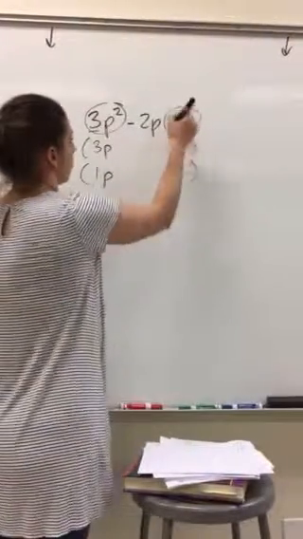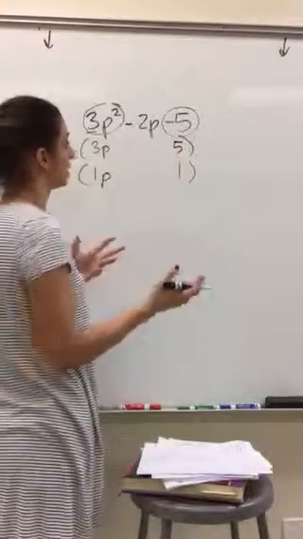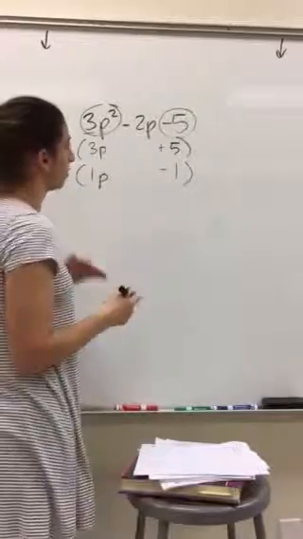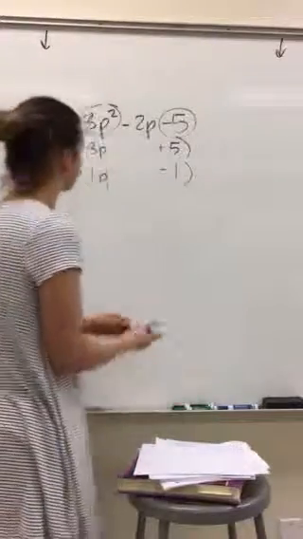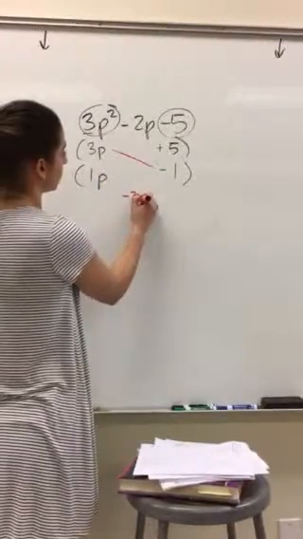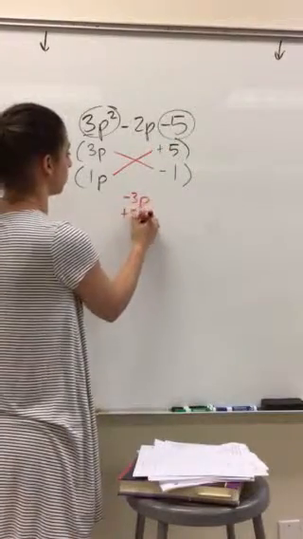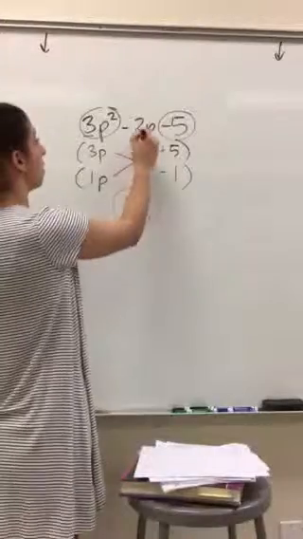And this time I'm trying to make negative 5 here. So 5 and 1, we'll just guess. Now we're trying to make negative, so let's try positive, let's try negative. And then we're going to cross to check and see if we did it. So 3p times negative 1 makes minus 3p. 1p times positive 5 makes positive 5p. When I add these together, oh, I'm close.